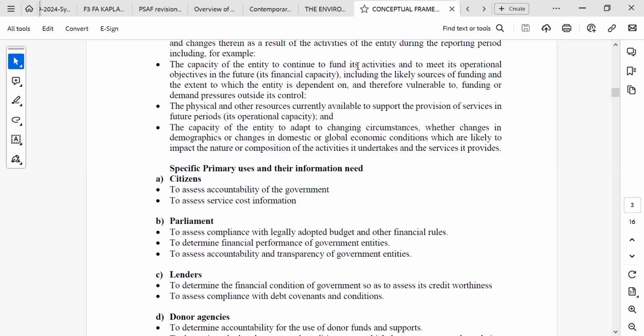Let's come to the lenders. So the lenders are people that are going to give financial assistance to the government entities. The first one is to assess compliance with debt covenants and conditions. So you see that sometimes, look at this one. There was a time that the Mahama government went for a certain loan and there was something on employment. I don't know whether you can remember. There was an embargo on employment or something.